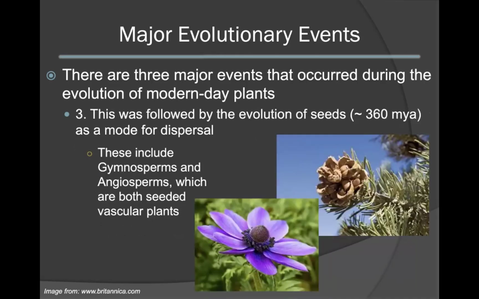And finally, the last major evolutionary event was the evolution of seeds, which occurred about 360 million years ago. Seeds provided a very distinct and advantageous mode for dispersal. These are now represented by gymnosperms and angiosperms, which are considered to be seeded vascular plants.